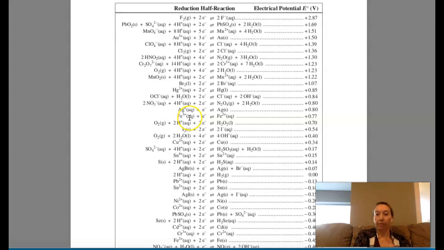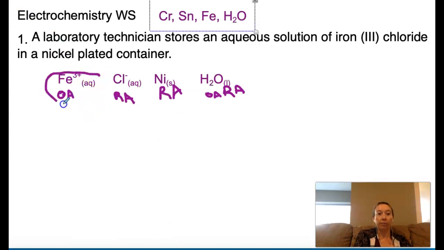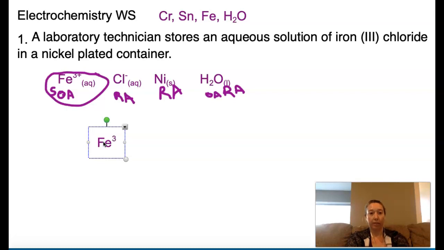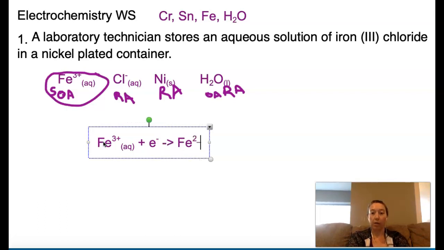So iron 3 must be my strongest oxidizing agent, right? And this is where you might want to put a little mark or use a little sticky note just so that you can keep your finger on it even though you're not on it anymore. So we now know that the iron 3 is going to be our SOA. So what we want to do is write out that half reaction from our data booklet, right? And the data booklet said Fe3+ (aq) plus an electron to give us an Fe2+ (aq).